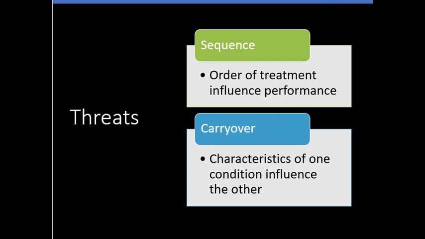Sequence effects occur when the order of treatment influences performance. Carryover effects occur when characteristics of one condition influence the other. To control for multi-treatment interference, we need to select behavior sets of equivalent difficulty. But since we are making a comparison by applying two or more interventions to the same behavior, the ultimate levels of behavior cannot be attributed to only one intervention. Thus, we have a separation of treatments issue.